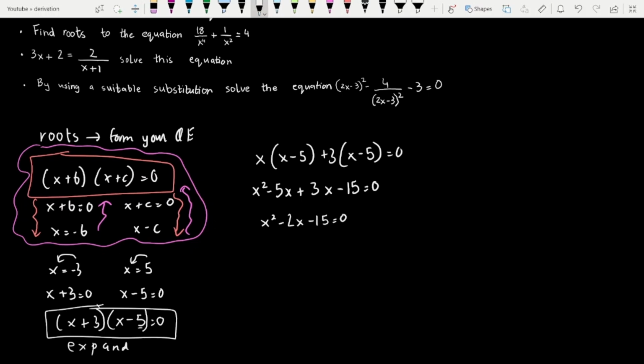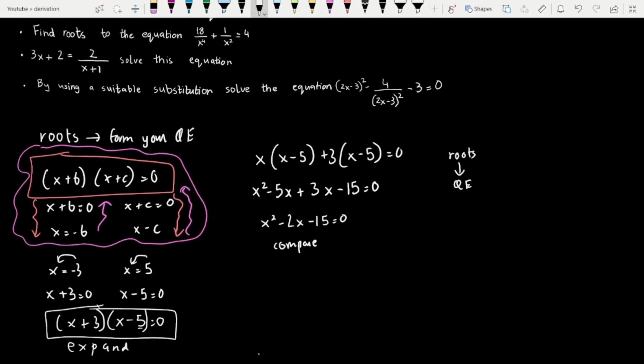And you can see, using just my roots, I've constructed my quadratic equation. All I got to do now is compare this to what they gave us in the question, which was x squared plus px plus q is equal to 0. You can clearly see that my q is -15, and my p is equal to -2. So that's how you do these questions.